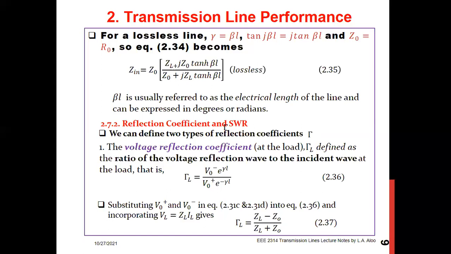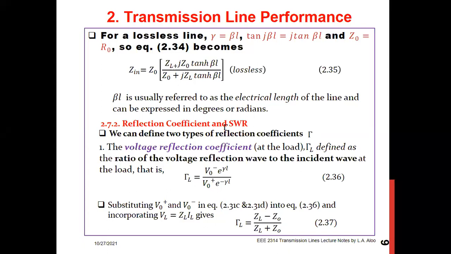When power or signal is launched into a transmission line, if the line is lossy, then not all of the launched power will be delivered to the load. But if the line is lossless, then all of the power launched by the generator at the input end will be delivered to the load. But even so, whether the line is lossless or lossy, not all power will be absorbed by the load. Part of it will be reflected back towards the source.